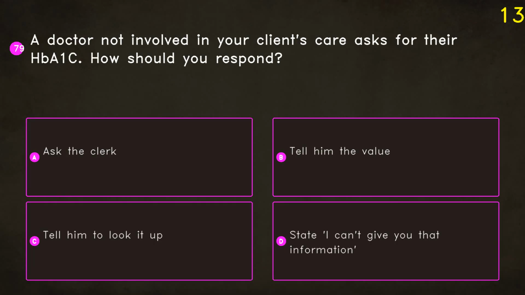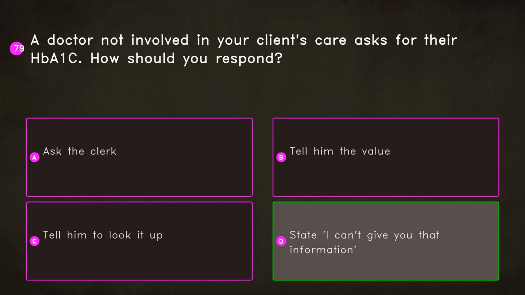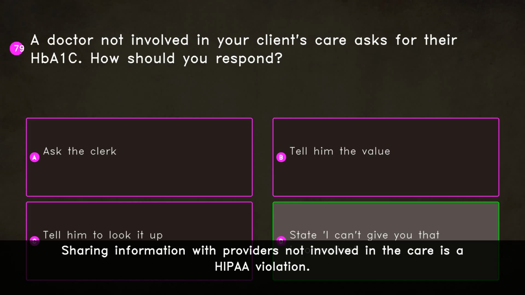Question 79. A doctor not involved in your client's care asks for their HbA1c. How should you respond? A. Ask the clerk. B. Tell him the value. C. Tell him to look it up. D. State I can't give you that information. The correct answer is state I can't give you that information. Sharing information with providers not involved in the care is a HIPAA violation.